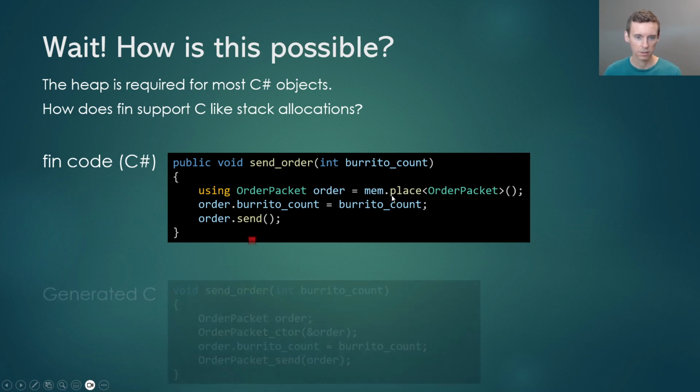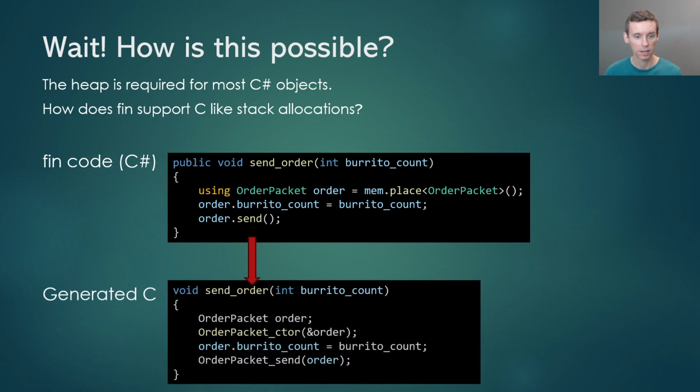Might be a good time to show the equivalent generated C code over here. This is basically what this one line is doing here. It's saying, okay, stack allocate our order packet and then run a constructor on it, so set up its fields so that they're not garbage. That's basically what this is doing here.